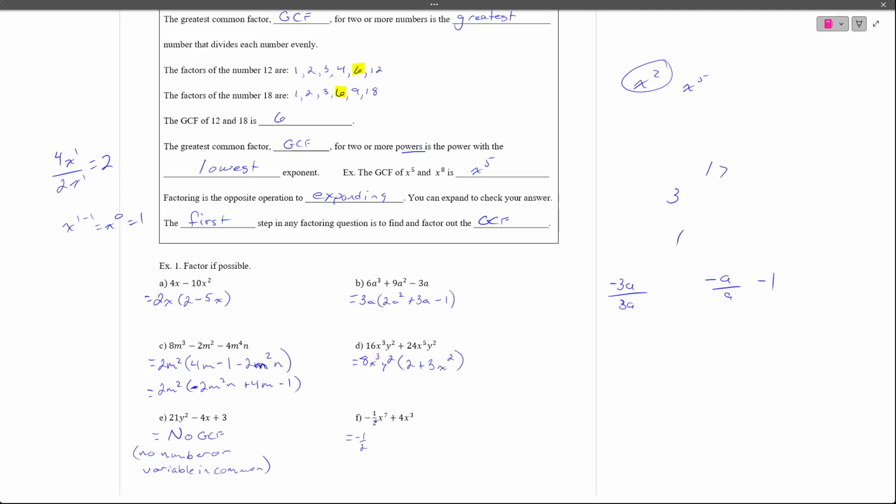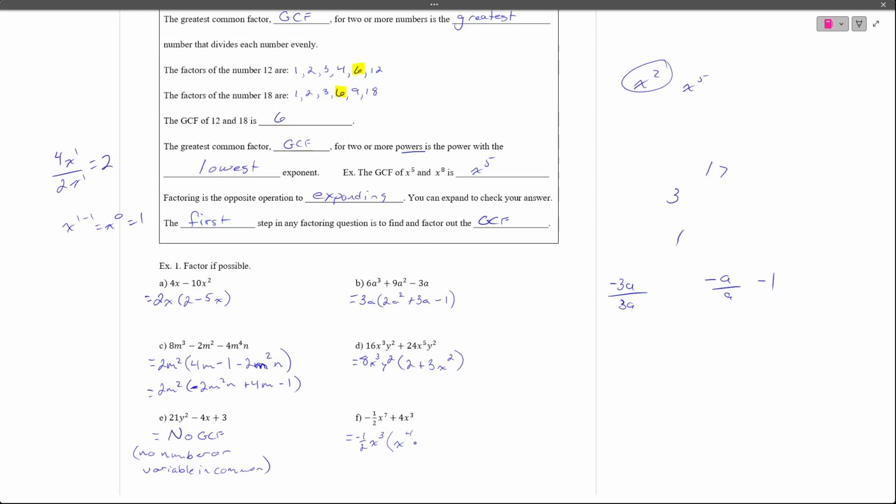How about x's? Well, the smallest order x we have is x cubed. So let's use that one. Negative 1/2 x cubed. Okay, now we got to do the work. Now obviously negative 1/2 divided by negative 1/2 becomes nothing. They cancel each other out. And then we have x to the 7 divided by x to the 3. So we just subtract the exponents. So we end up with x to the power of 4.